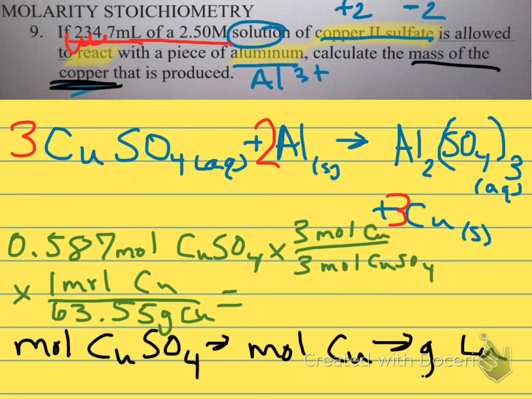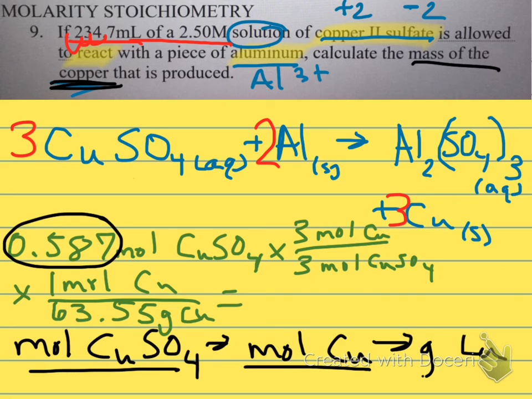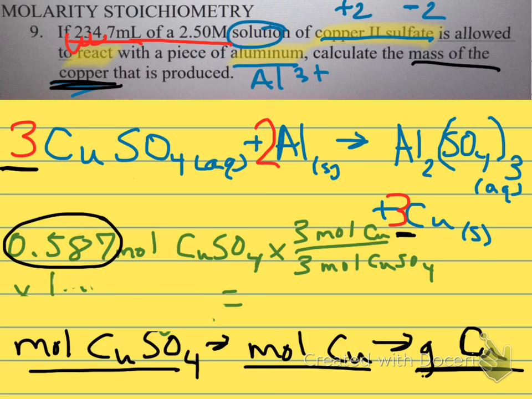So we take the moles of copper sulfate that we have calculated, that 0.587 moles of copper sulfate, and we convert it from moles of copper sulfate into moles of copper using our mole ratio given in the balanced equation. And then we multiply by 1 mole of copper per, oops, that's not right. Then we multiply it. We need to get our units to cancel.